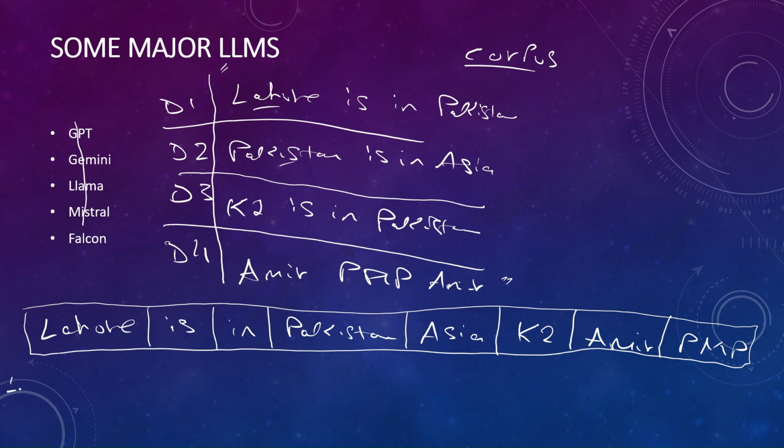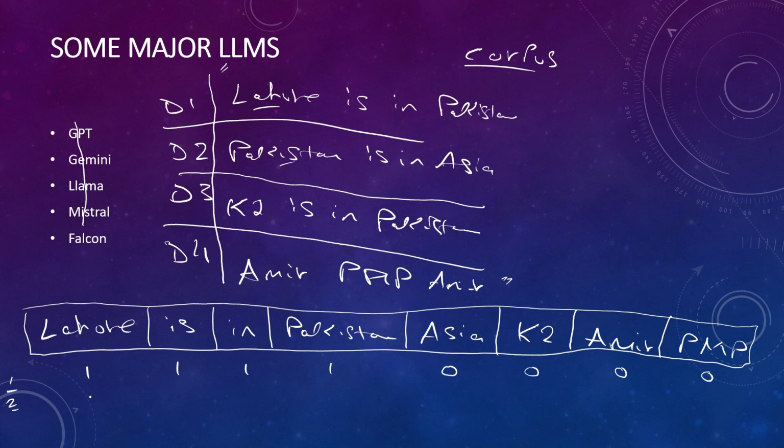In the first prompt, how many times did Lahore come? It came one time, "is" one time, and Pakistan one time. And Asia and the other words were not there, so we'll just write 0, 0, 0, and 0. Then in the second prompt, Lahore.